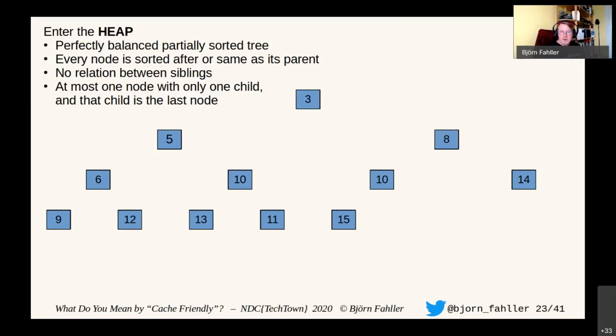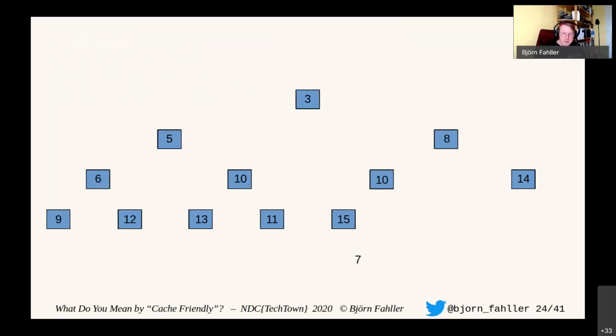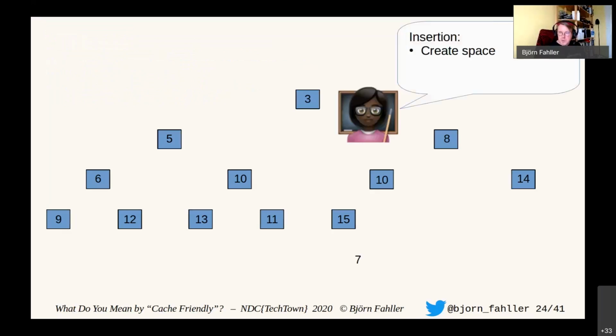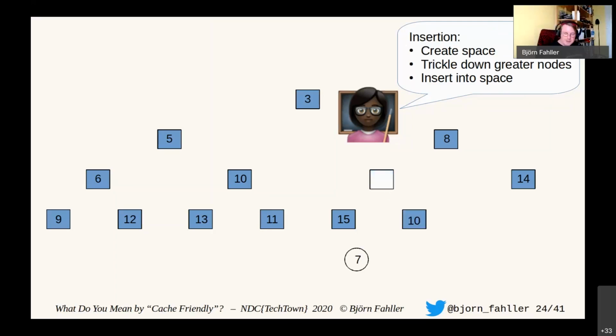So here's an example of a heap. And the way we do insertion in it is we create room for the new element, but then we look at the parent of that hole and see if it's sorted after the element we want to insert. We trickle it down, and we repeat this until we find the insertion point, and then we do our insertion. So to insert 7 here, we create room. We see that 10 is greater than 7, so we move it down. 8 is still greater, so we move it down. 3 is not greater, so we do our insertion.